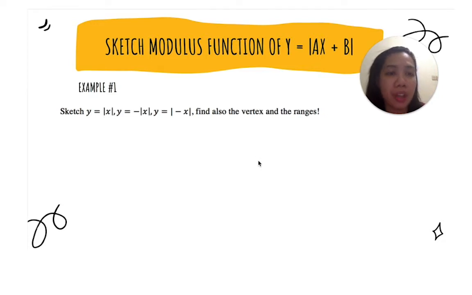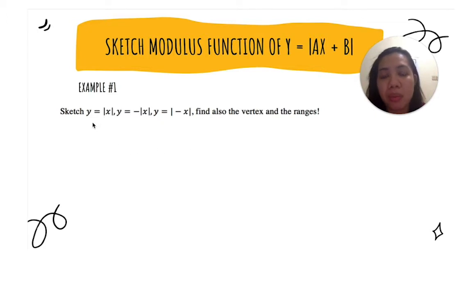Please find another example. Okay, in this first example, sketch y equals the absolute value of x, and then y equals minus the absolute value of x, and then y equals the absolute value of minus x, and then also find the vertex and the ranges. We have three functions here, and after we sketch the functions, we're gonna see the difference between those graphs.